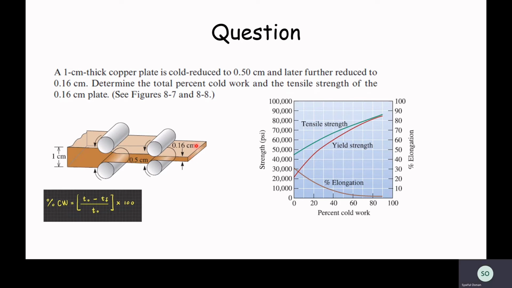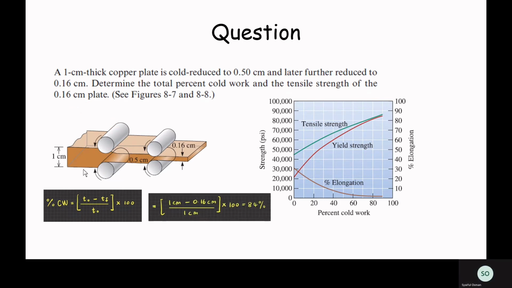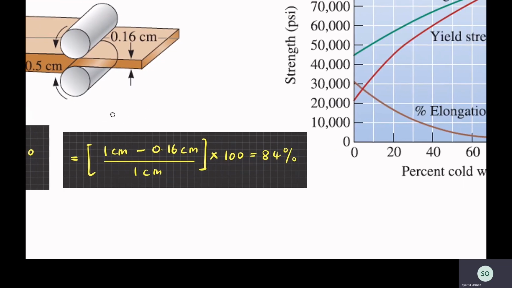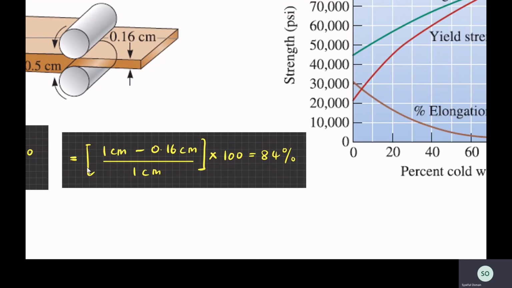The original thickness of the copper plate is 1 centimeter, and the question says that the copper plate is reduced to 0.16. So here, 1 centimeter minus 0.16 centimeter, divided by the original thickness, that is 1 centimeter, times 100. So we will obtain a percentage of cold working equivalent to 84%.